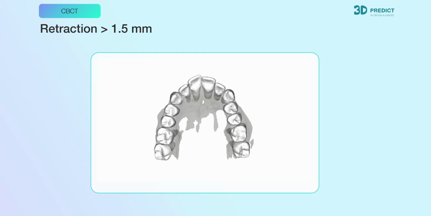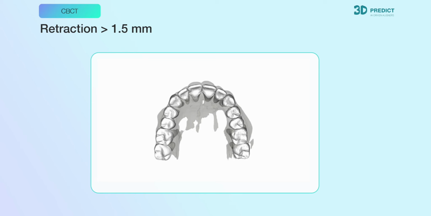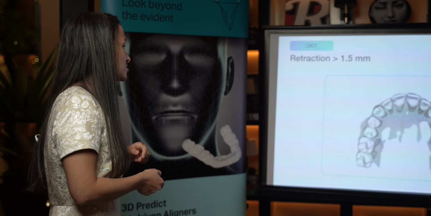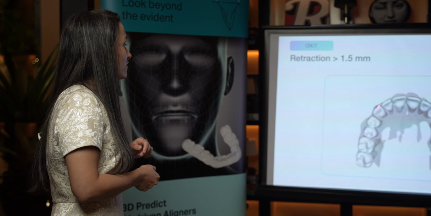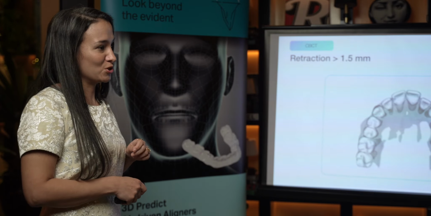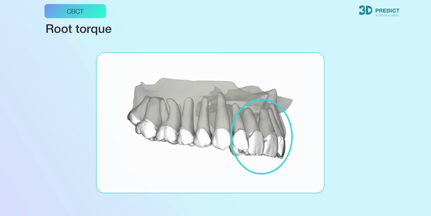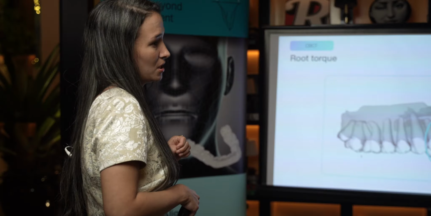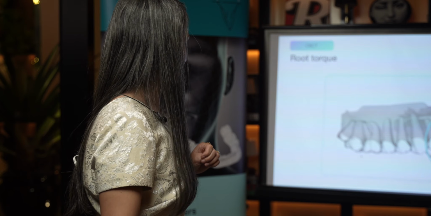Retraction of more than 1.5 millimeters, like in this case, same thing, anatomical boundaries. Bone exists to support teeth. We all know that. Bone goes away after you extract the tooth, right? So this patient is not going to have a lot of lingual bone just waiting for you to position those teeth and correct overjet. Root torque, same thing. If you're going to be torquing those teeth, that seesaw effect makes it very easy to cause fenestrations. So CBCT is preferable.